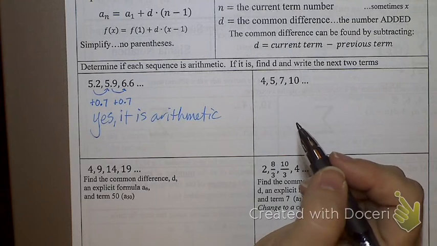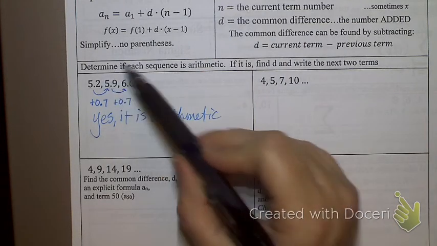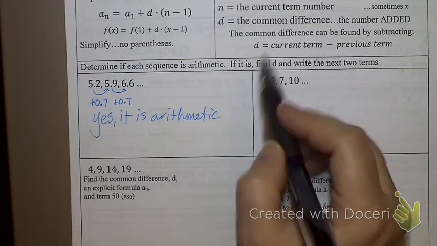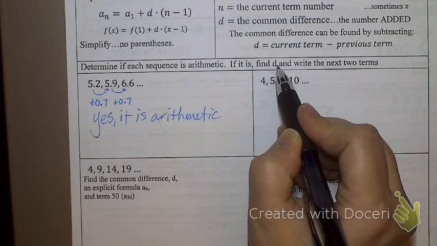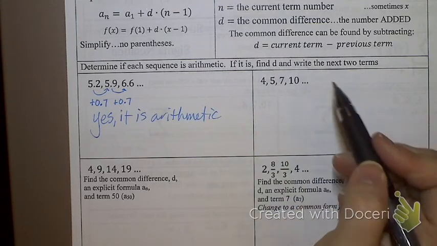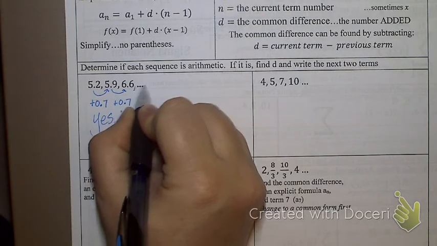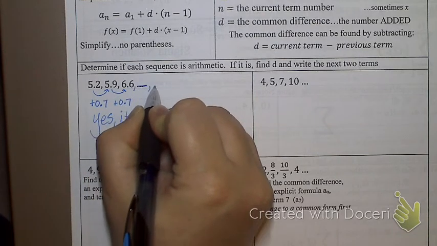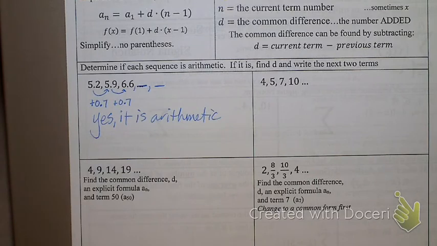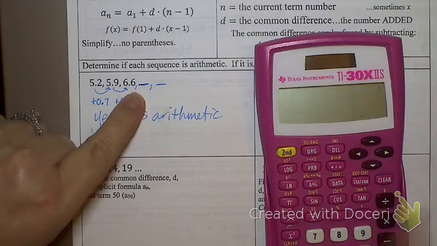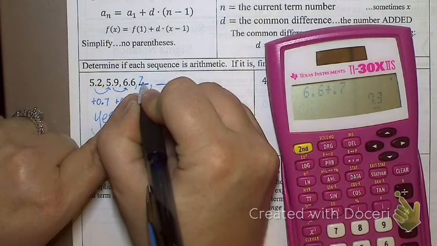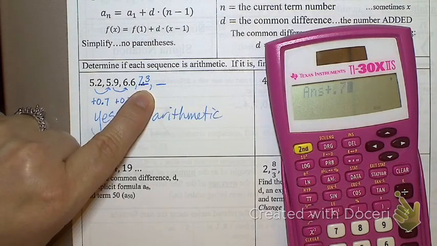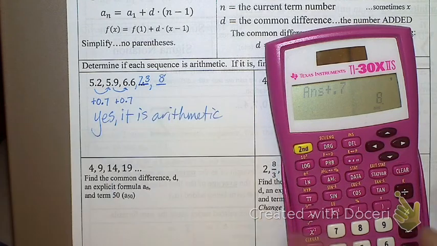Okay. Let's see the rest of the instructions. Determine if it's arithmetic. We just did that. If it is, so because I got a yes, I got to go on. Find d and write the next two terms. Well, writing the next two terms should be pretty easy. I'm just going to give myself two blanks here. How would I find the next term after 6.6? I would add 0.7 again. So 6.6 plus 0.7 is 7.3. Plus another 0.7 is 8. So there's my next two terms.